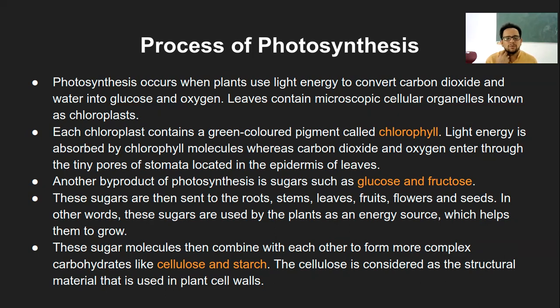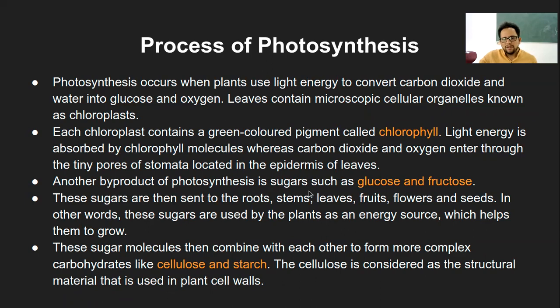So this is a microscopic cellular organelle, one of the organelles in the plant cell, which will absorb the light energy and pass it on to the carbon dioxide and water, and the further formation of glucose will happen there, which is a chemical reaction, or you can call it a biochemical reaction. The carbon dioxide will enter through the tiny pores of the stomata located in the epidermis of the leaves, and then oxygen will go out of that stomata structure. So carbon dioxide is taken in through the stomata and oxygen goes out, which is like an exchange process through the stomatal structure in the epidermis.